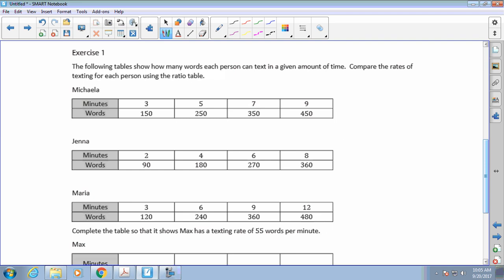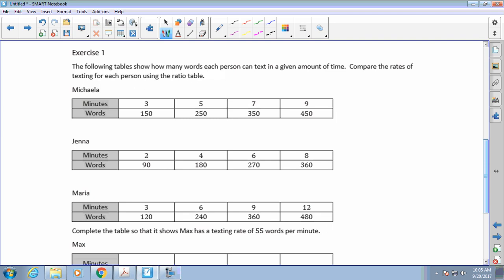But to compare these, one method that we can use, which will always work for you, is to find the value of the ratio table. Simplify it down and then compare those ratios, okay? So we're actually finding the unit rate. We're finding the number of words per minute, all right? So in 1 minute, how many words would Michaela be able to text? How many words in 1 minute, if she does 150 in 3 minutes, how many would she be able to do in 1 minute?